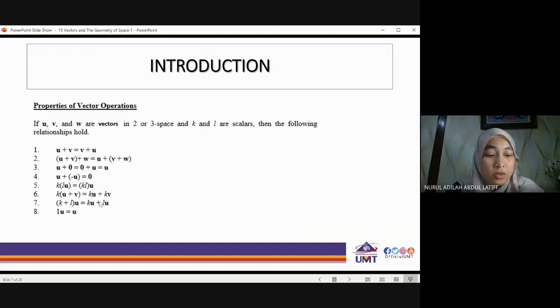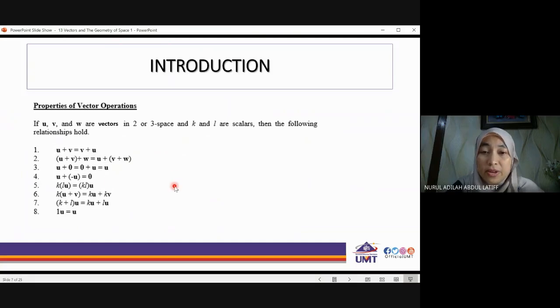Okay, students. So these are the properties of vector operations. If U, V, and W are vectors in 2 or 3 space and K and L are scalars, then the following relationships hold. As you can see, the first one, u plus v is equal to v plus u, right? The second one, (u plus v) plus w is equal to u plus (v plus w). And the third one, u plus 0 is equal to 0 plus u is equal to u. So the fourth one, u plus negative u would equal 0.